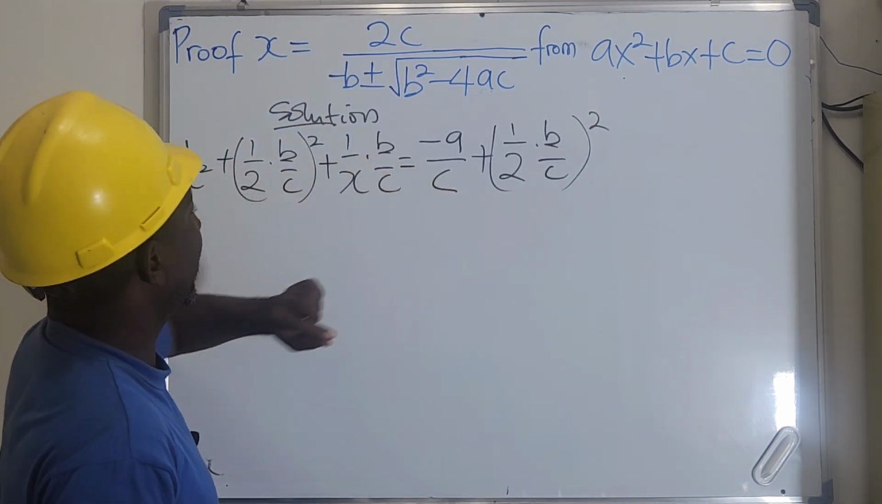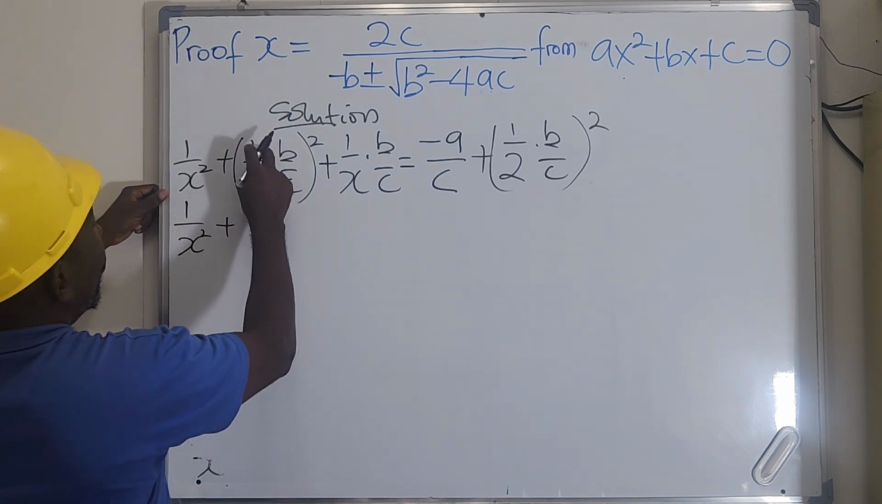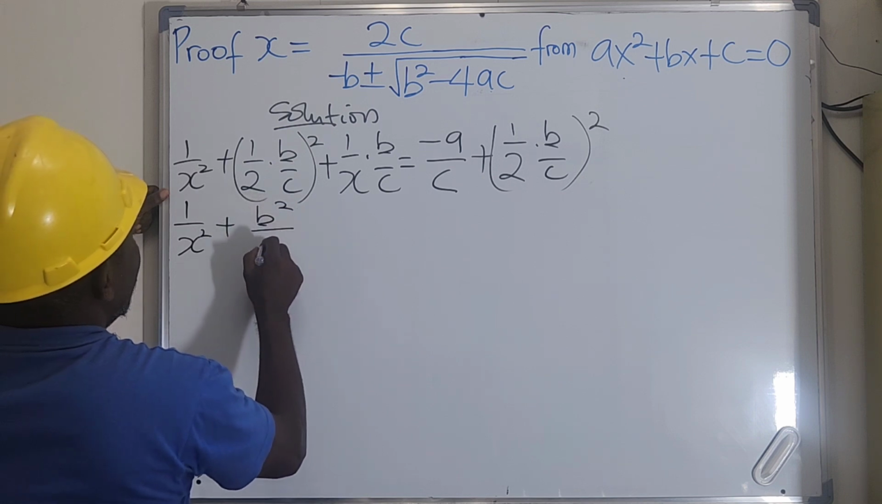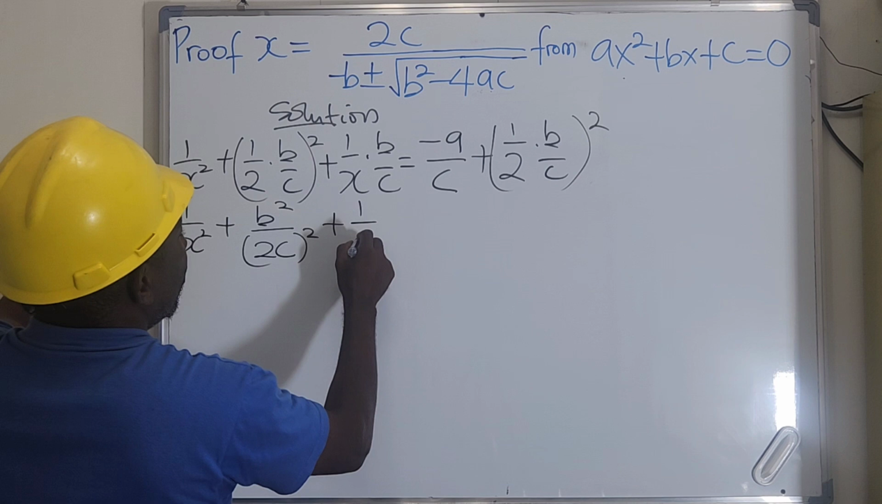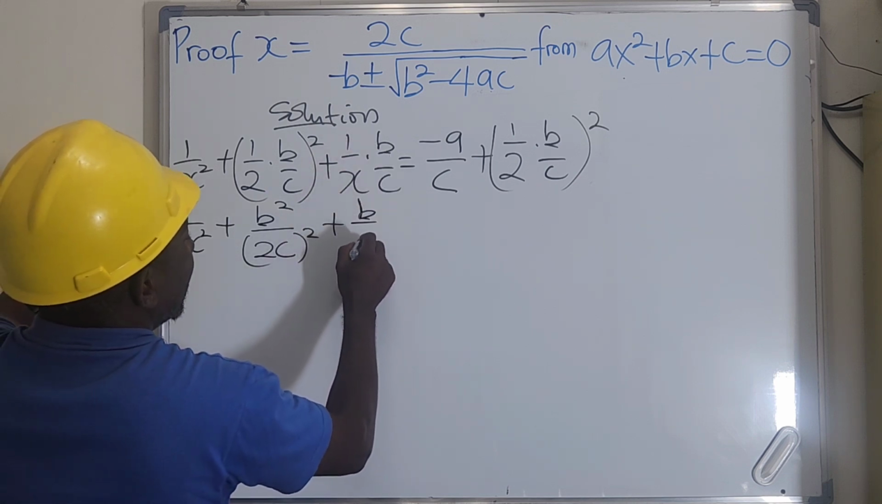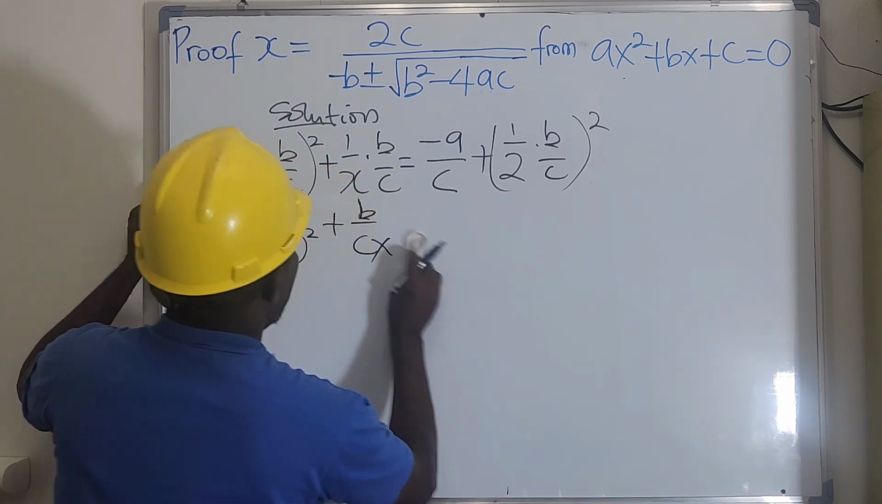So we can multiply that. We have 1 all over x squared plus, when we multiply this, we have b squared all over 2c all squared, plus 1 all over x times b all over c, or we can rewrite it this way.